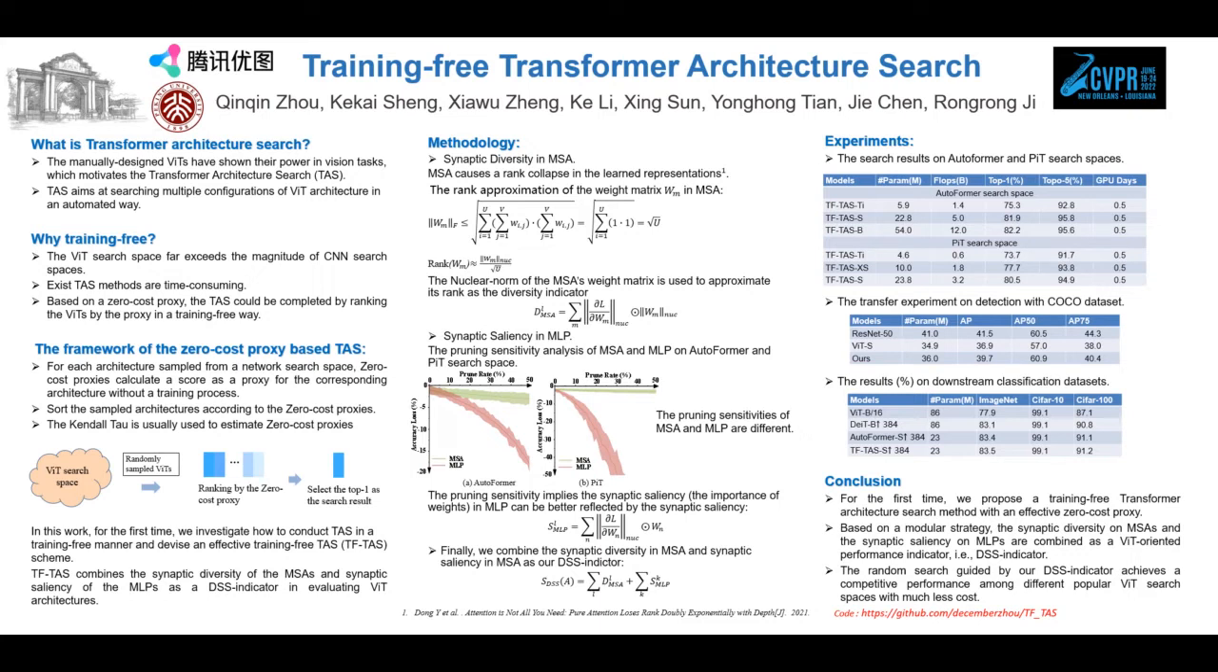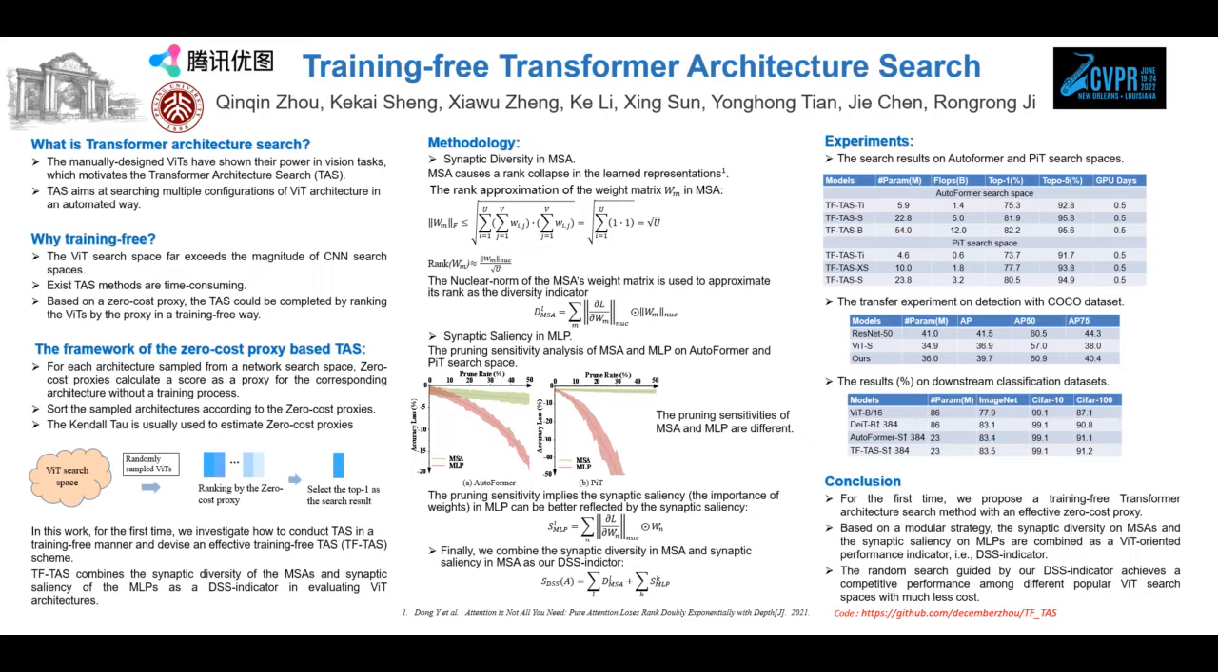Firstly, the rank collapse of MSA indicates the diversity of MSA plays an important role in transformer, and under some constraints, the rank of the parameter matrices could be used as a measure of the diversity information in MSA. However, the rank of the MSA's weight matrix is difficult to obtain. Therefore, we approximate the MSA's weight matrix as the diversity information in MSA. The rank of the MSA's weight matrix could be approximated by the nuclear norm of the MSA's weight matrix to approximate its rank. Formally, the synaptic diversity of MSA is defined by the Hadamard product of gradients and weights.